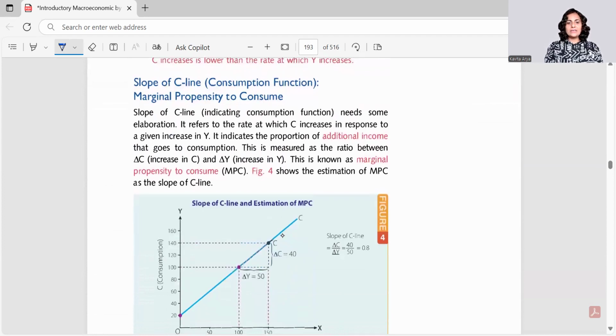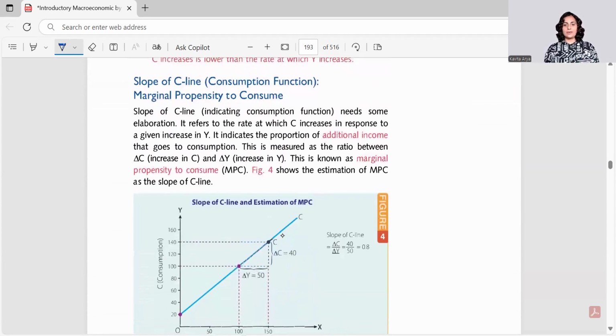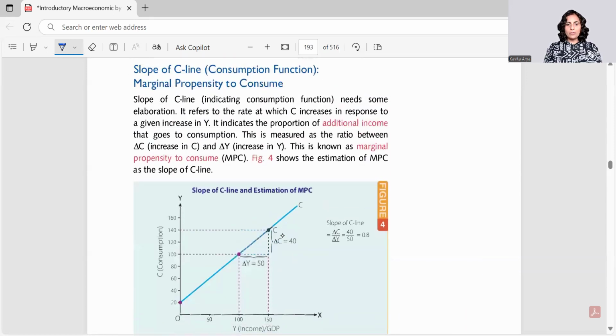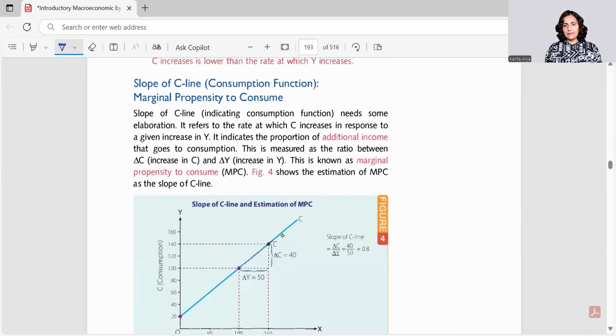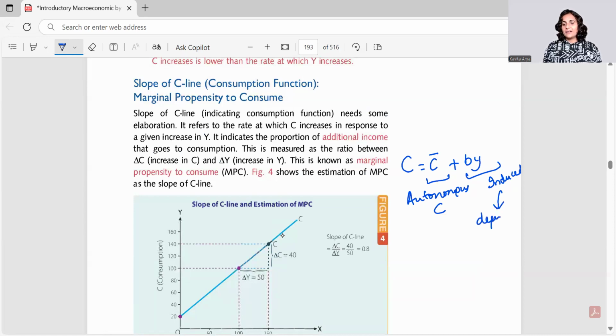So, the next point is the slope of the consumption function. So far, we haven't talked about the consumption function. Once again, when we talk about the consumption function, it's represented as C is equal to C bar plus bY. Let me explain the same. C bar here is the autonomous component, the autonomous consumption, and this becomes then induced consumption. When I say induced, it means dependent. And autonomous means independent.